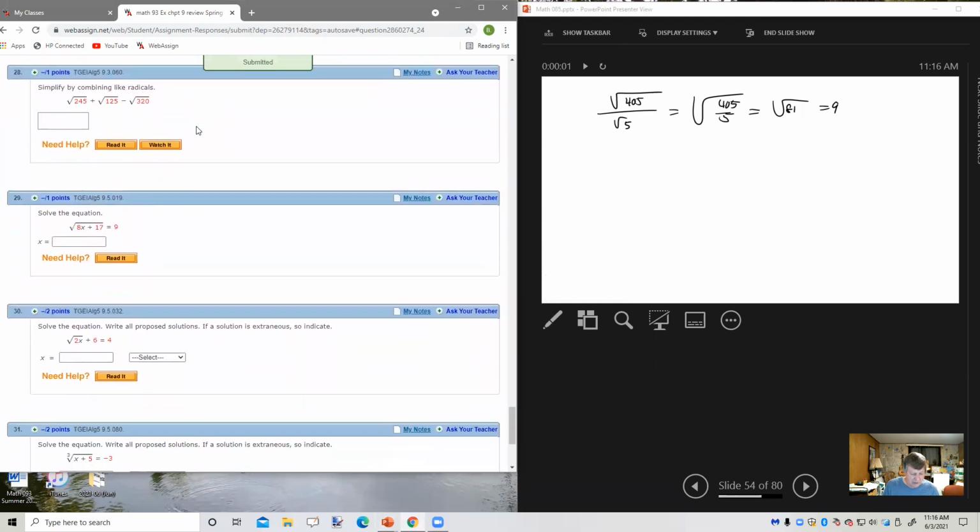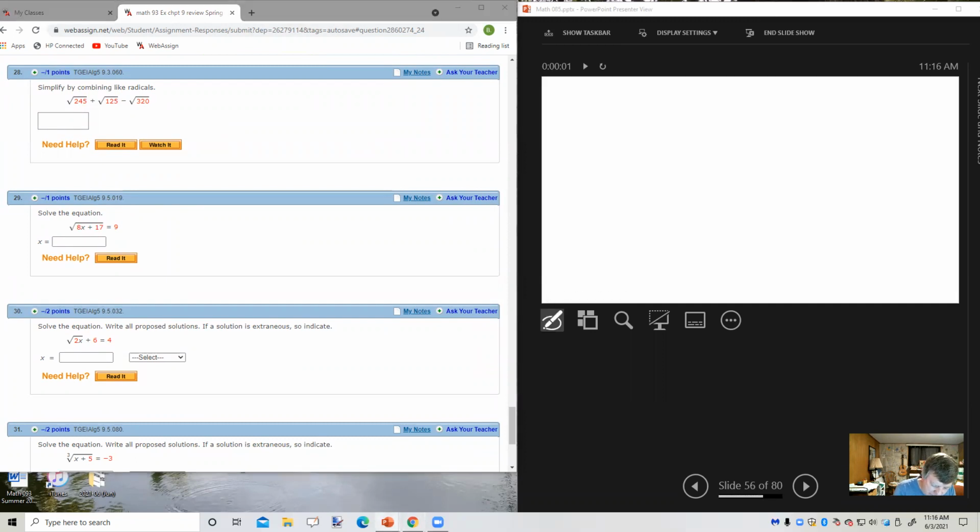Let's do number 28. Simplify by combining like radicals. The square root of 245 plus the square root of 125 minus the square root of 320. So we need to simplify each radical. Well, let's take 245. 5 goes into that how many times? If we take 245 divided by 5, we get 49. Oh, that's a perfect square. So if we write this as 49 times 5, the square root of 49 gives us 7 outside.